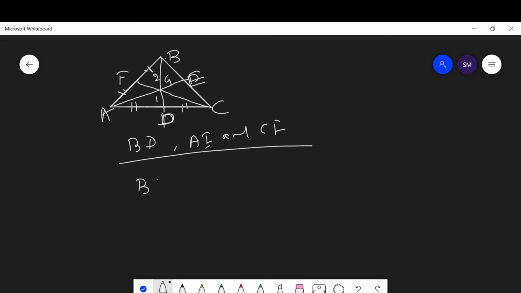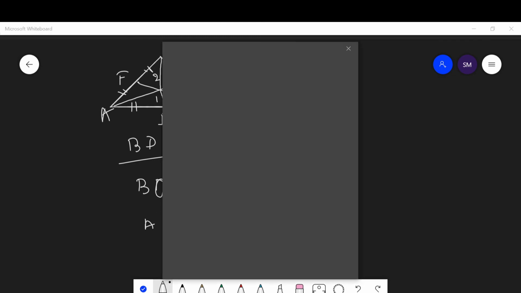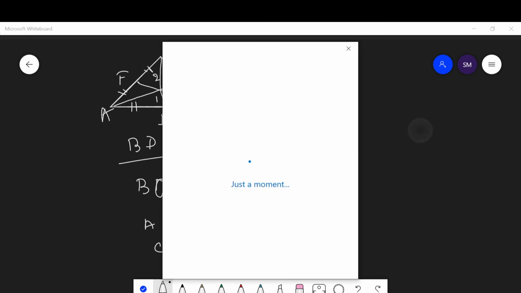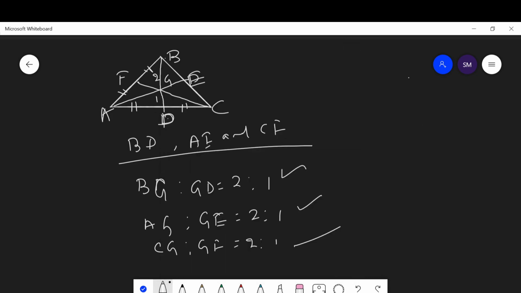Here BG to GD is equal to 2:1. AG to GE is equal to 2:1, and CG to GF is also equal to 2:1. This is very important. The concurrent point of the three medians is called the centroid of the triangle. In the centroid of the triangle, the medians intersect each other in the ratio 2:1.